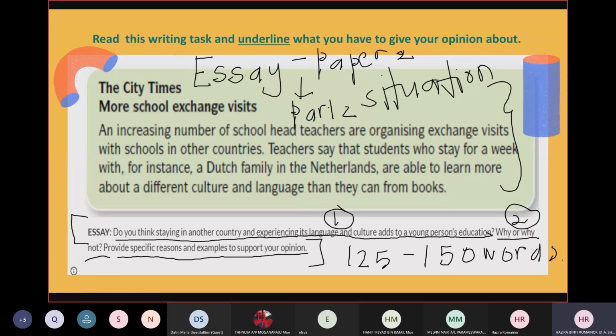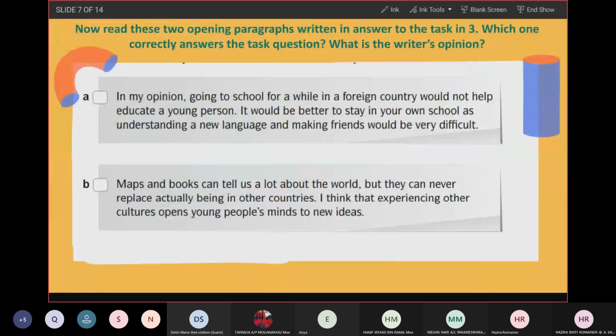Okay, next one. Now, read these two opening paragraphs written in answer to the task in 3. Which one correctly answers the task question? What is the writer's opinion? So they give you two opening paragraphs. Choose which one do you think is suitable to start your answer for question 3 just now. Awak pilih antara dua ni, mana satu perenggan permulaan yang awak rasa sesuai untuk menjawab soalan 3 tadi.